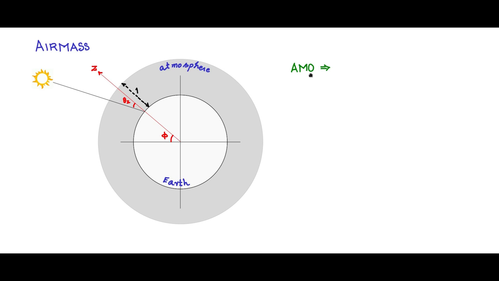What is AM0? AM0 is generally used for path lengths in free space. That is when there is no atmosphere. So for all the extraterrestrial insolation vectors where there is no atmospheric attenuation or absorption, AM0 is used.